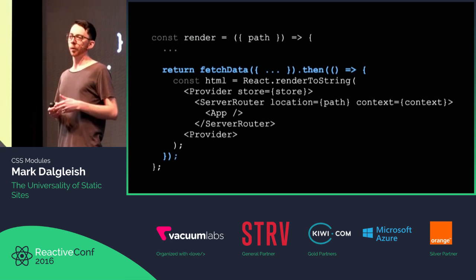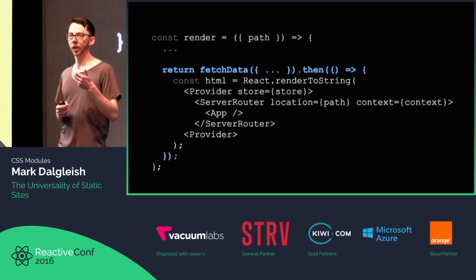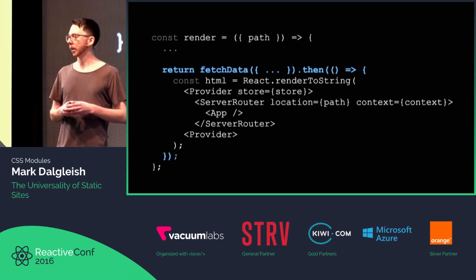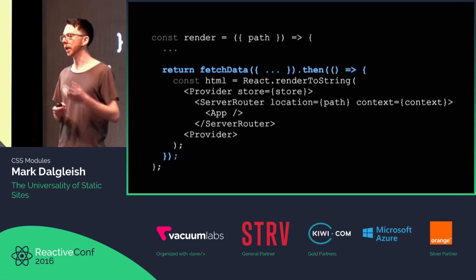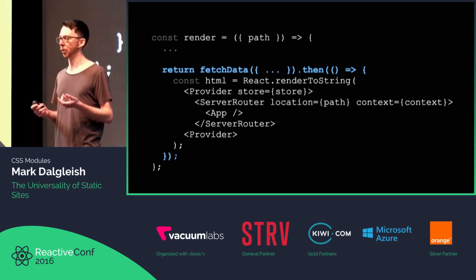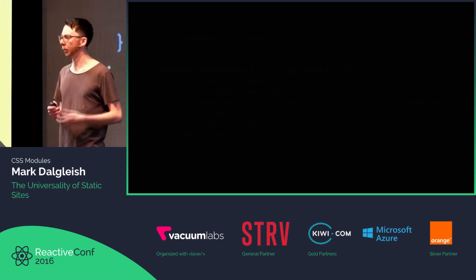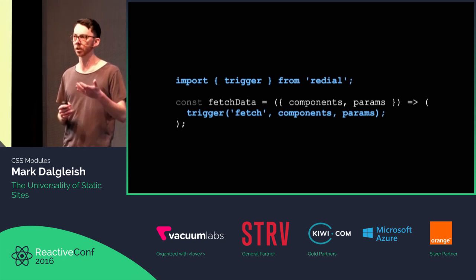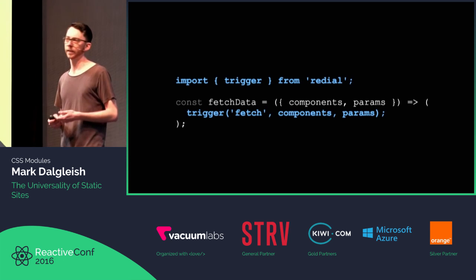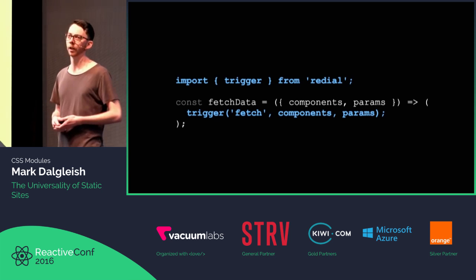If we want to fetch data, we can asynchronously do that. Here we're returning a promise from our render function. And only when we've finished resolving all the promises for fetching data will we then attempt to render that file to HTML. This fetch data function, of course, can be written however you want. So if you want to use a library like Redial, which is designed for solving this problem, you can do that. So here we're triggering the fetch lifecycle hook that we've defined on all of our route level components.